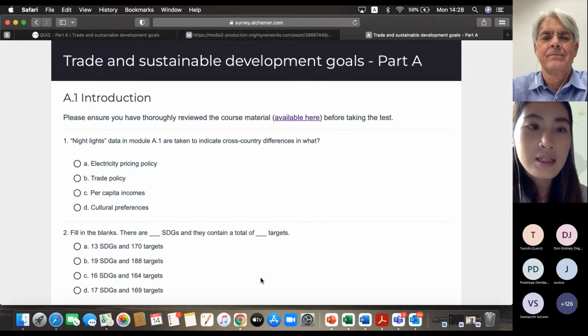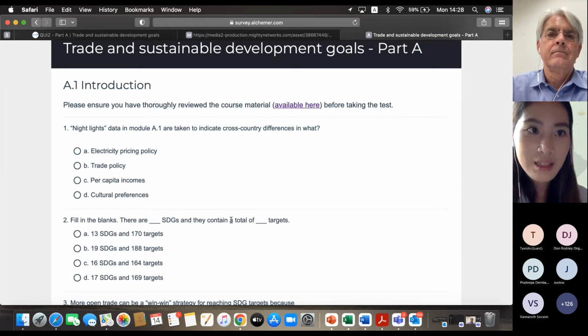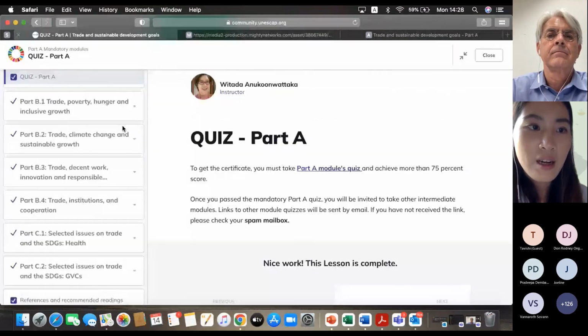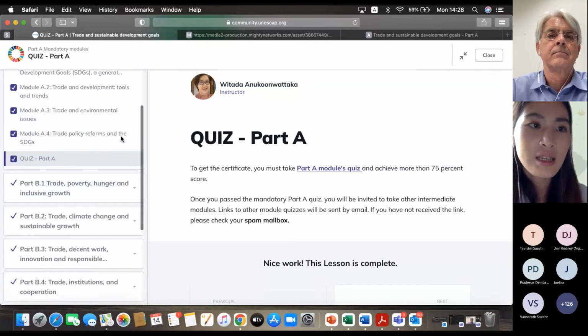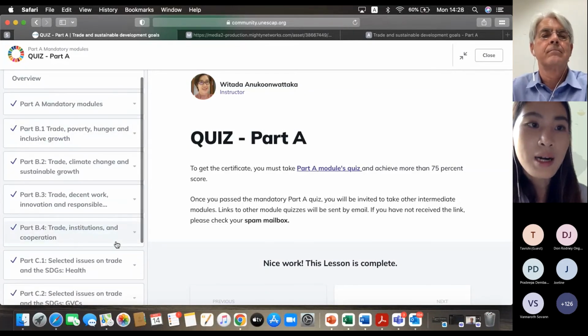And then you click next. You will access the multiple choice quiz. You will need to complete all the answers here before you submit the test. And to pass this quiz, as Ian mentioned earlier, you need to get a score of 75% correct. After you have completed the test, you will be able to start the other part.